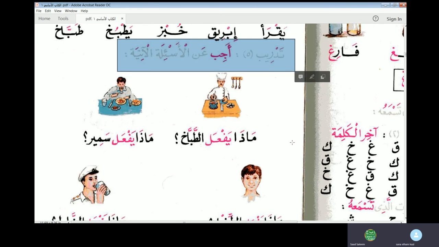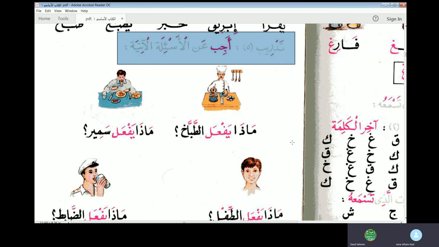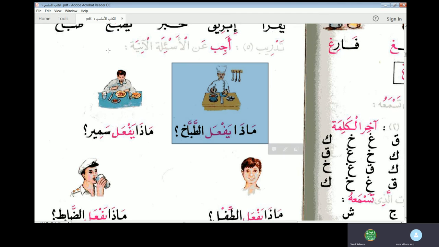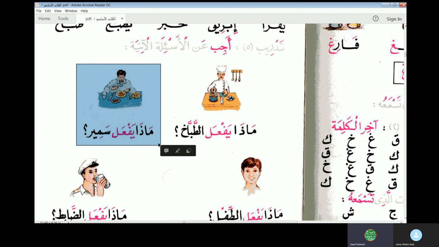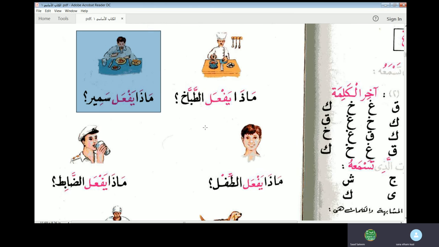Yadbakh is he cooks. And Tabakh is chef. Answer the following questions. What is the chef doing? The chef is cooking. What is Samir doing? Samir is eating.